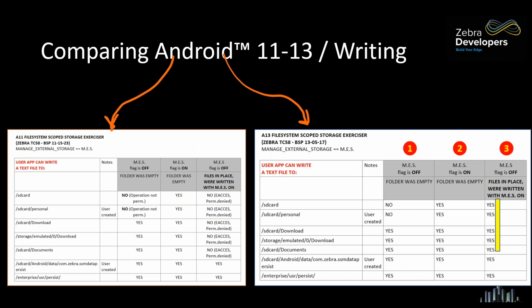Comparing what's happening in writing between Android 11 and 13, the only difference is about reading with the manage external storage flag off and writing with the manage external storage flag on. In this case, if you remember what I said about writing on Android 11, which is on the left side of this slide, with Android 13, I had access to an earlier version of Android 13. They are all overwritable, and so you can write to any of these locations.